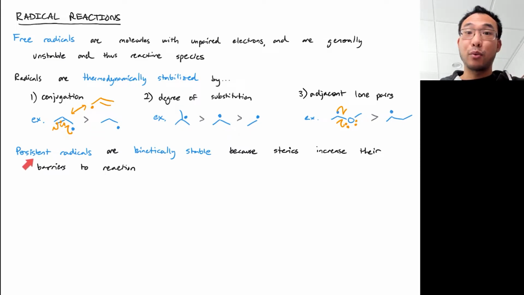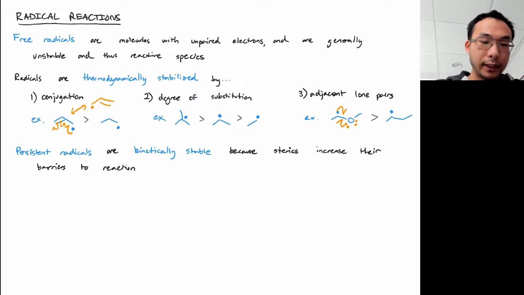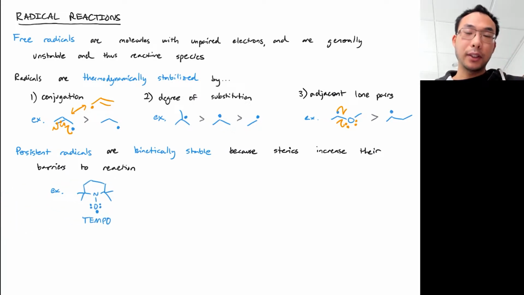There are many free radicals that are found to be persistent. They should be reactive because they're very high in energy, but they're not able to react most of the time because we're using sterics to block all the potential pathways of reactivity. An example of a persistent radical is this one here. This is a molecule called TEMPO. It's a very useful free radical that's often used in medical imaging.